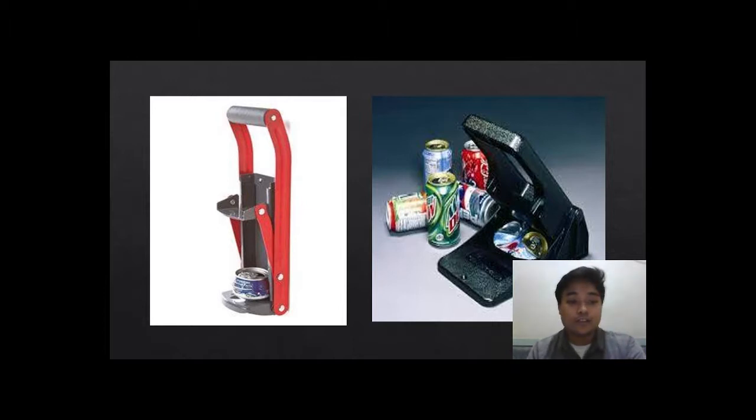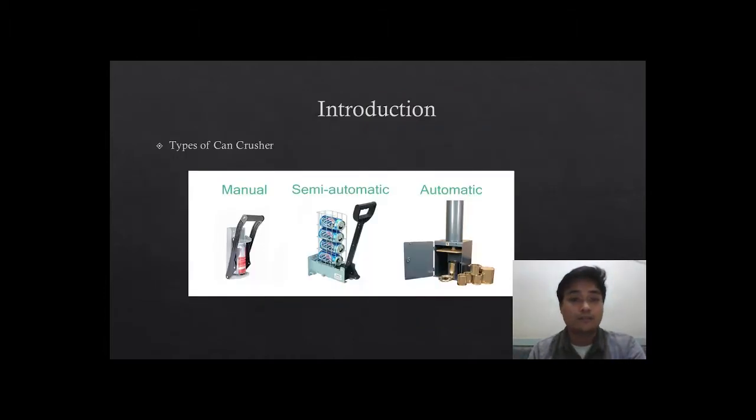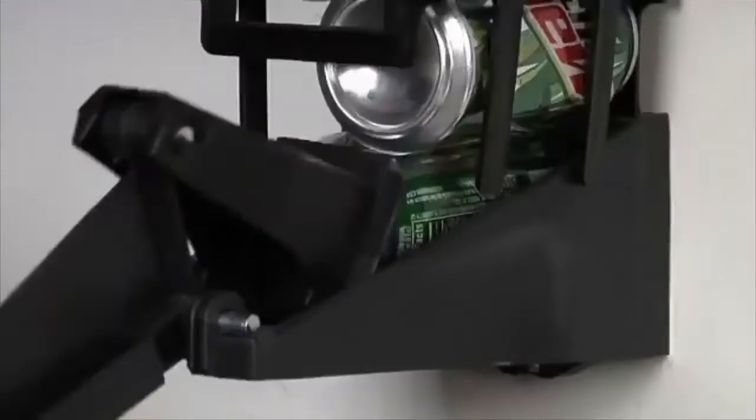Can crushers are pretty simple tools, usually made from steel or durable plastics, which are used to make the compression process of aluminum cans more efficient. Here are the types of can crushers.